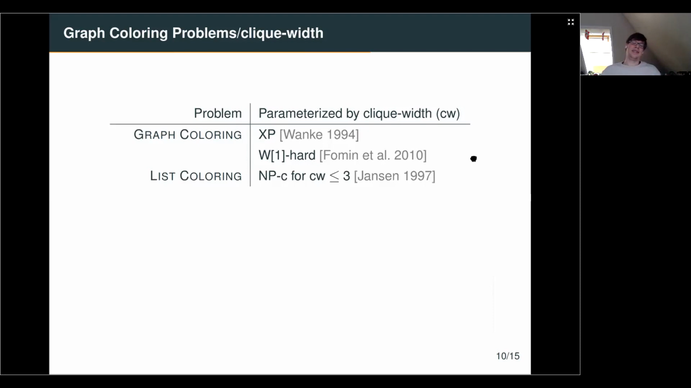But on the other hand, we can see that the list coloring problem, where we're given a graph and each vertex has a list of colors, and we're only allowed to use colors from the lists of the vertices, is already NP complete for graphs of Clique-Width at most 3. And the related pre-coloring extension problem is also NP complete for graphs of Clique-Width at most 3. In the pre-coloring extension problem, we have a graph where some of the vertices already have received a color, and we want to know, can we extend this coloring to a proper coloring of the entire graph?